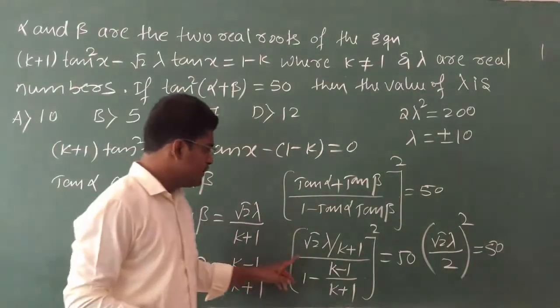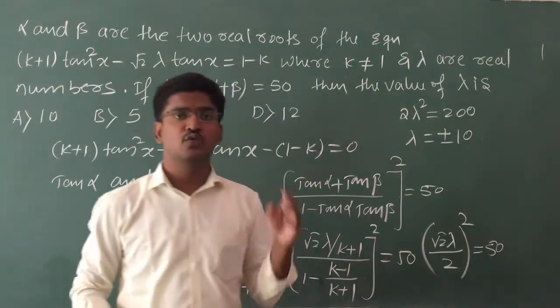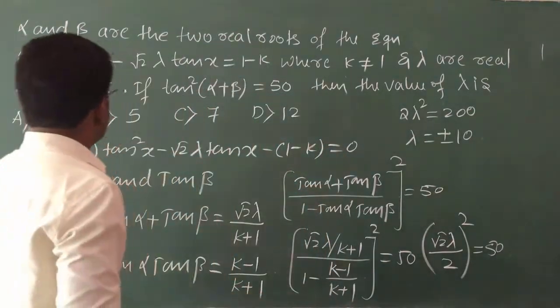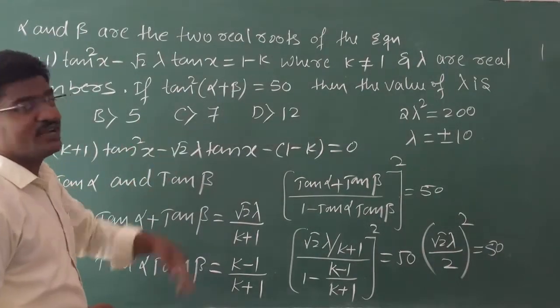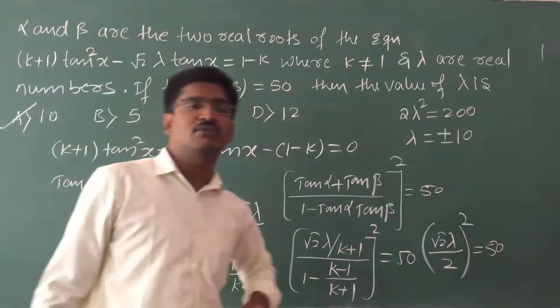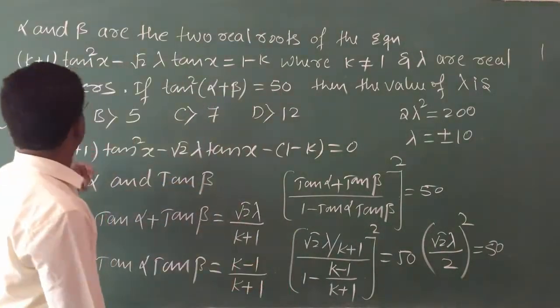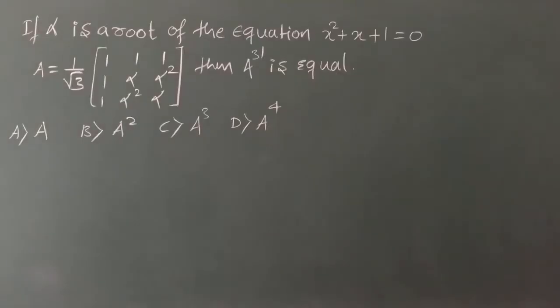Clear? Here be careful while solving this. If you simplify, you must get root 2 lambda divided by 2 whole square equal to 50. So from that, what can you say? You have two choices, plus 10 and minus 10. Here you have plus 10, so I will take plus 10 as my answer for this particular question. Clear, students? Okay.